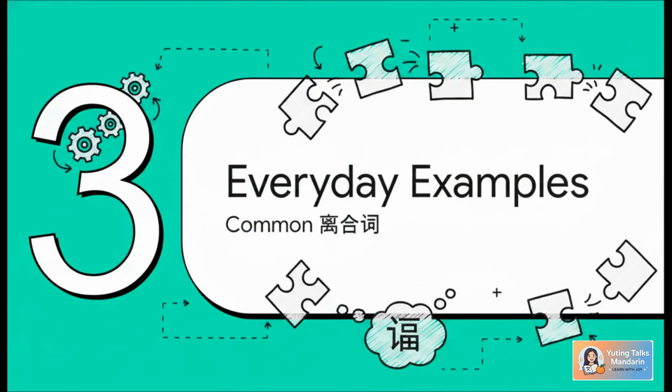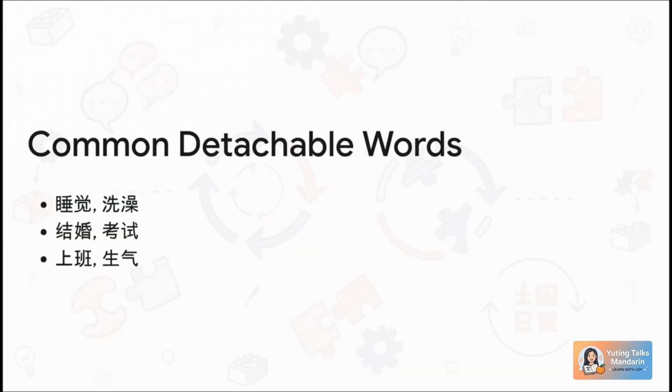All right, Section 3, everyday detachable words. You are probably using these constantly in your daily Chinese conversations without even realizing they have this secret splitting ability. Just listen to this list of daily activities. 睡觉 to sleep, 洗澡 to shower, 结婚 to marry, 考试 to test, 上班 to work, and 生气 to be angry. Every single one of these routine activities follows that exact same puzzle piece structure. They are all detachable words made of two parts that can pop open.